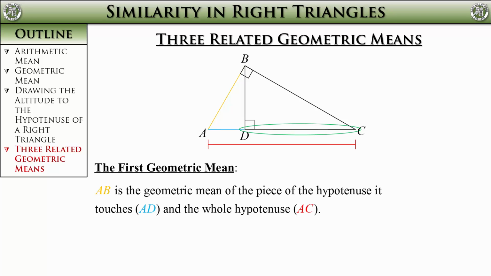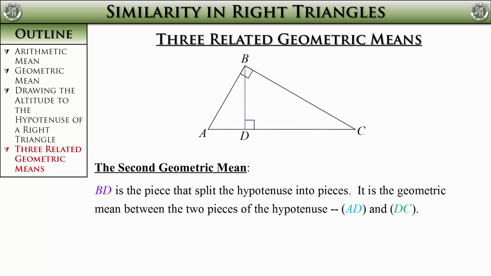If you are solving a problem using this geometric mean, you have 2 options. You can use the formal definition, or some of you will opt to do this instead. Once you get to the formula, you are home free. The hardest part is remembering which pieces to use in the formula. The second geometric mean is BD. It is the piece that splits the hypotenuse into pieces in the first place. It is the geometric mean between the 2 pieces of the hypotenuse that it created, AD and DC. Once again, you have 2 options for how you set up your formula. Take your pick for which one you like best.